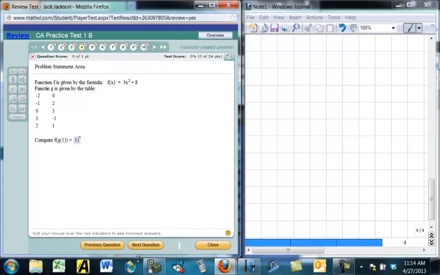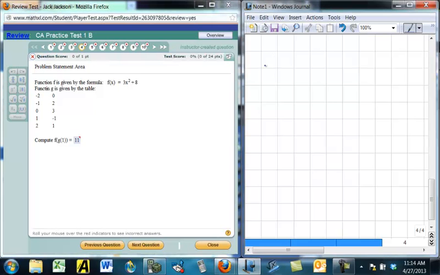So here's a table of X and Y. So -2 is input, 0 is the output. For G, F is given by formula. So F is given by formula, G is given by table. We want to do F of G of 1. So that's F of G of 1.